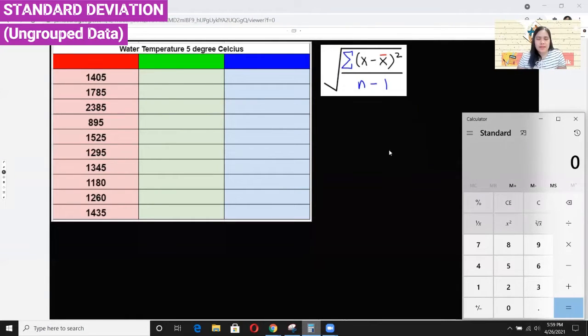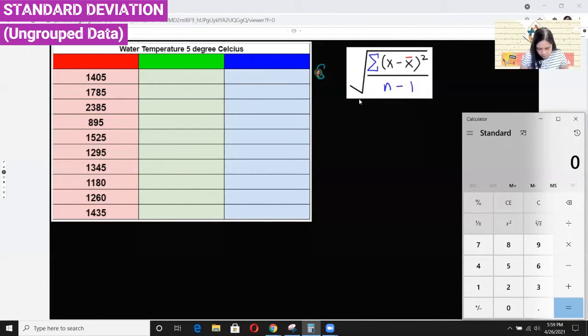We have a given formula that you can see in here. This is the formula for standard deviation: the standard deviation is equal to the square root of the summation of the square of the quantity of x minus mean, all over n minus 1. The x means the raw scores. Then you have the x bar, which means the mean. The symbol for this one is the sum of, or the summation, and n is the number of the raw scores.